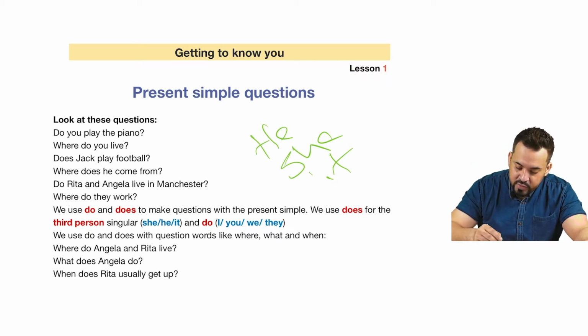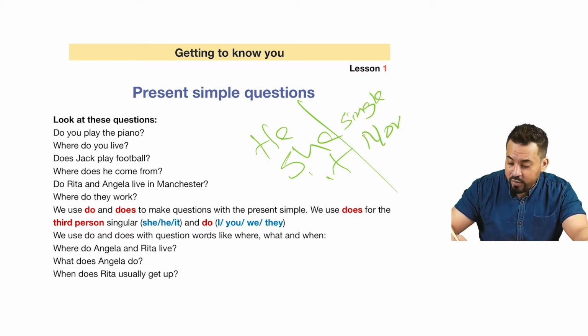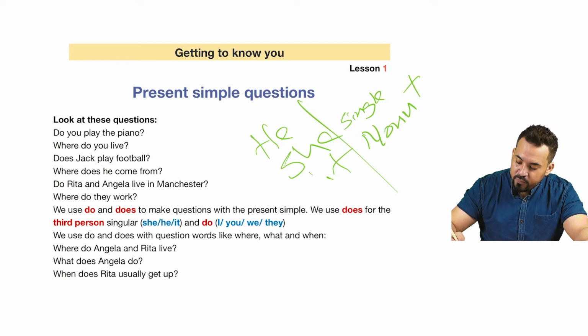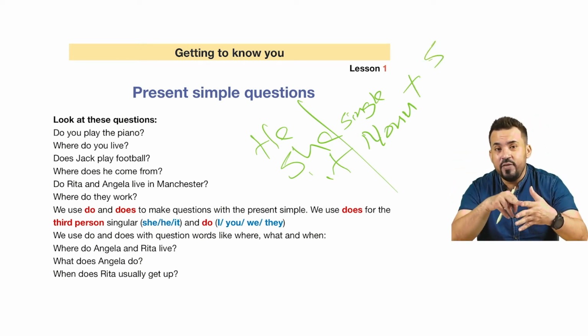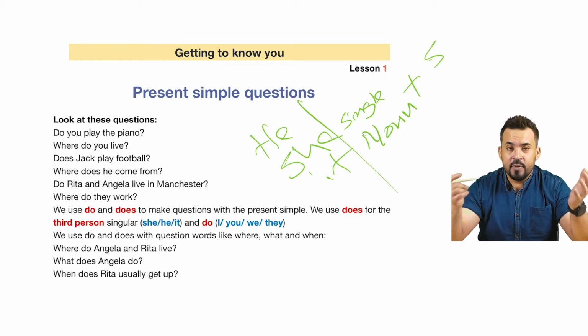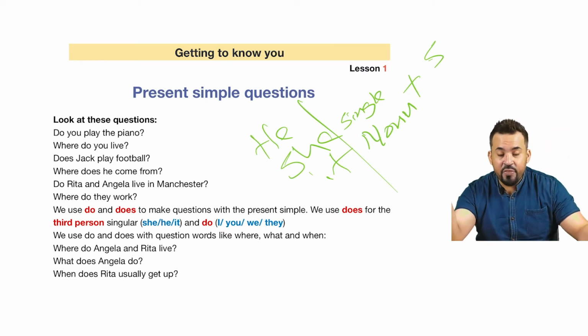Let me redo this again. When we have a single noun, okay, or a name, we always add S. But if we have I, you, we, they, or any plurals, we don't use an S. Okay, so do you play the piano?